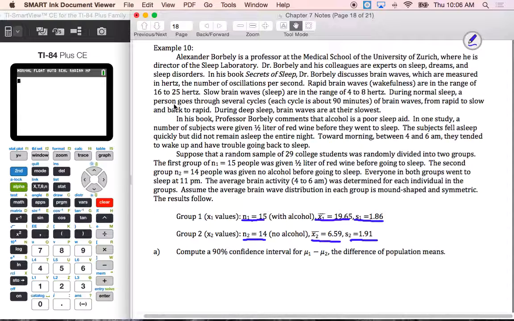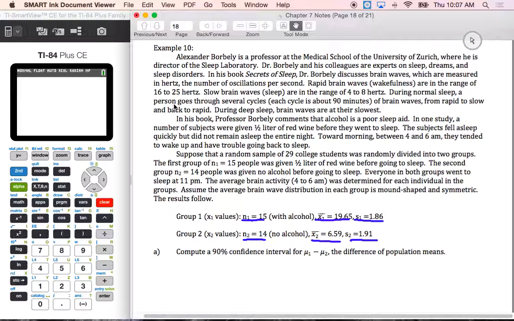So here we're looking at brainwave activity between 4 and 6 a.m. of two groups. One group is going to be given a half liter of red wine before going to sleep. The second group is given nothing. And they're measuring to see what their brain waves are from 4 to 6 a.m. So looking at these, they're trying to compare if either one of those have more brain activity or less brain activity during that time.